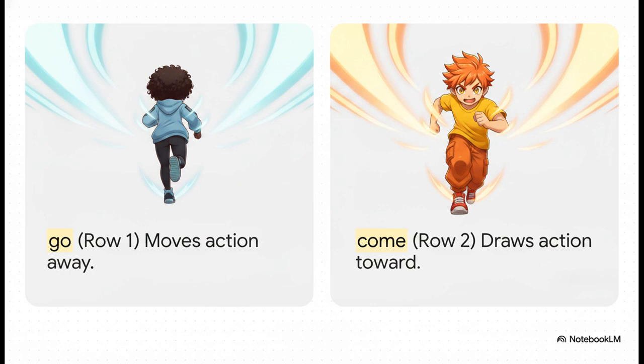Now, what's really interesting about this slide is the directional pairs hiding within this finite list. Compare go from the very first row with come from the second row. These two tiny words represent the exact opposite directions of movement. Go pushes the action away from the speaker, while come draws the action right toward them. In just two simple words, the grid gives you a complete, foundational, spatial dynamic.